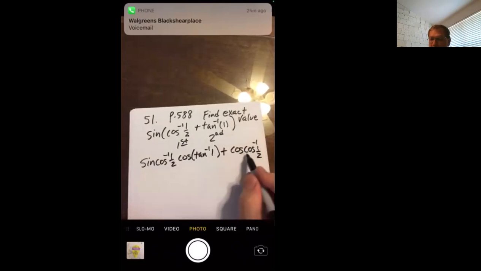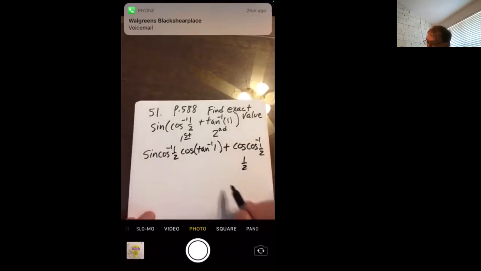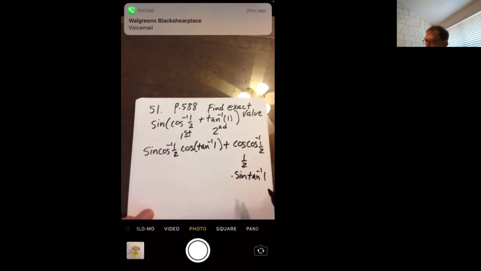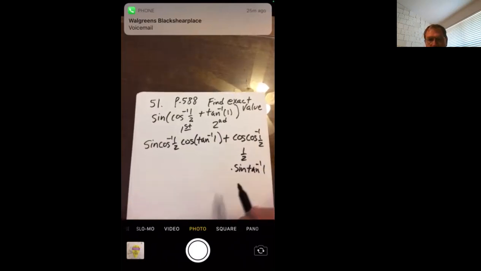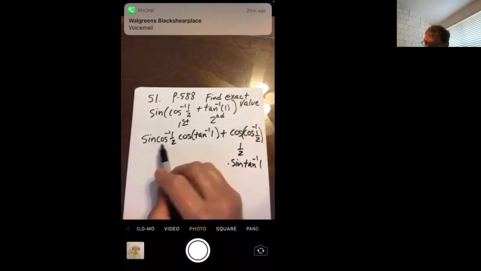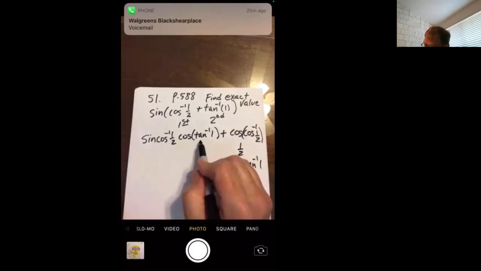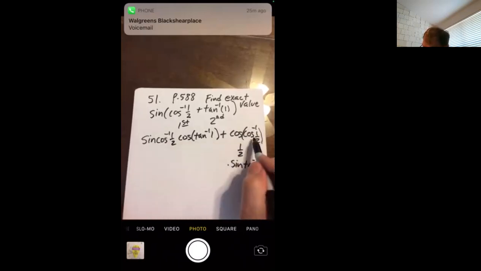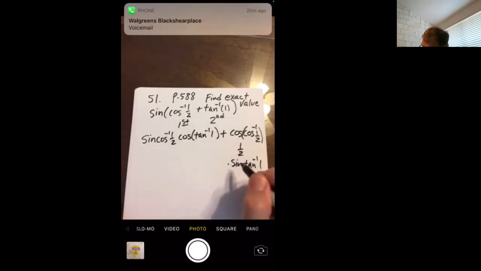And I hope you spot instantly that's a half. And then times, ran out of room, sine of the second, arctangent 1. Sorry, I couldn't get it all on one line. This is multiplied. This is a cosine of a cosine, that would cancel, give you a half. And so it's sine first, cosine second, plus cosine first, which is easy, sine second.